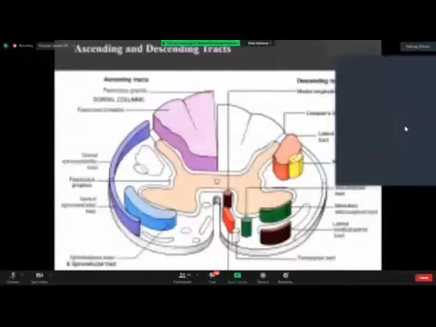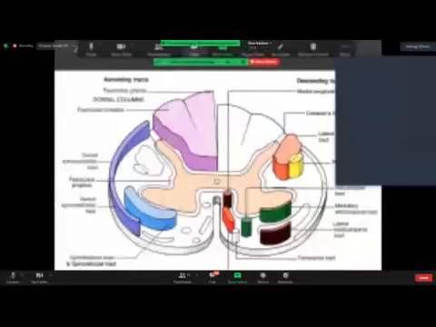Sir, Assalamu alaikum. Sir, I just want to ask, are we done with these ascending and descending tracts? Because I feel this is insufficient for us, because in the exams very complicated questions are asked related to the ascending and descending tracts. So we are all wondering, are we done with this? Because this feels very incomplete.